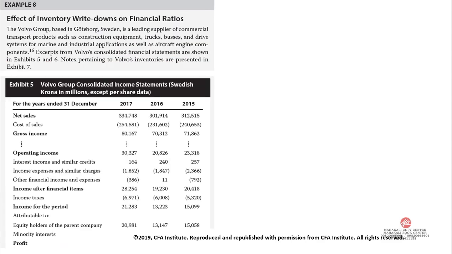Effect of inventory write-down on financial ratios. The Volvo Group, based in Gothenburg, Sweden, is a leading supplier of commercial transport products such as construction equipment, trucks, buses, and drive systems for marine and industrial applications, as well as aircraft engine components. Excerpts from Volvo's consolidated financial statements are shown in Exhibits 5 and 6. Notes pertaining to Volvo's inventories are presented in Exhibit 7.